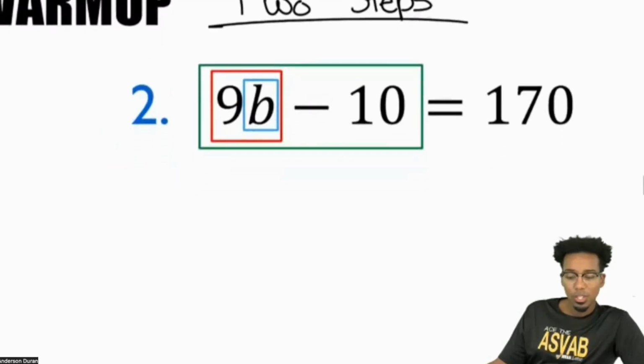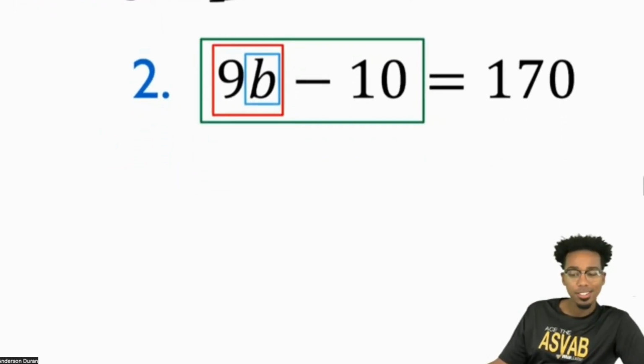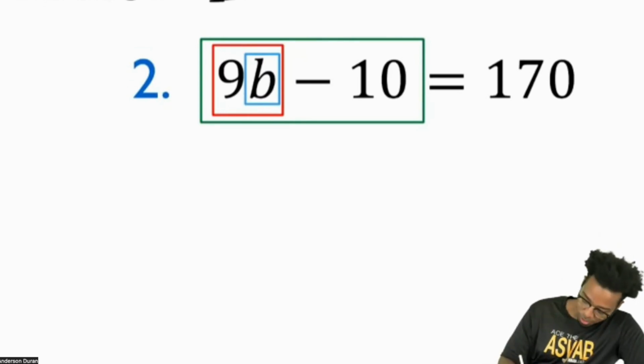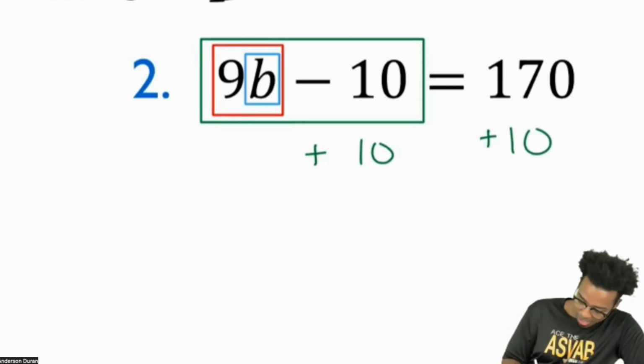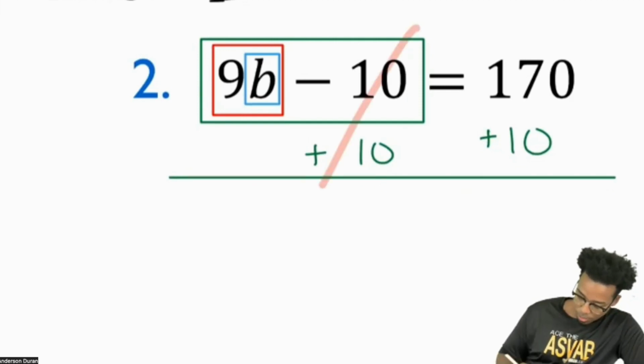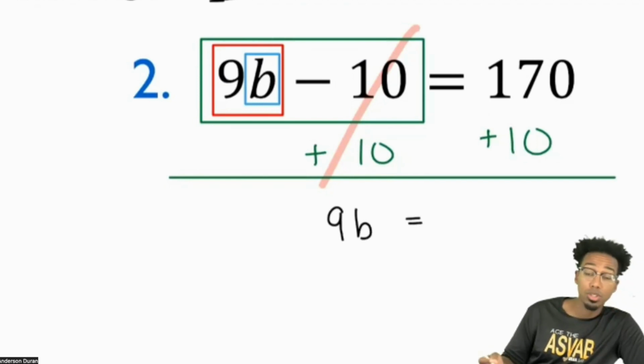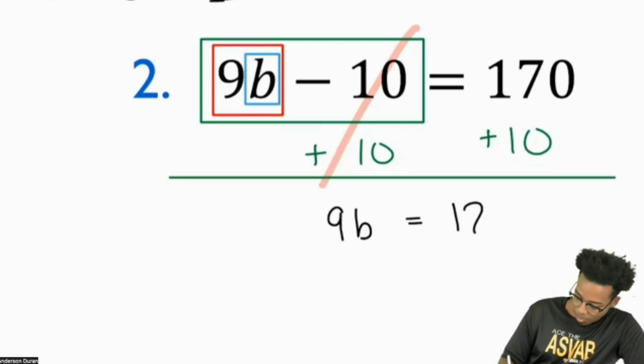Yeah, we should add a 10 on both sides. Absolutely, because look at the beauty that this turns into. So once we add 10 to both sides, look at what happens. This cancels out, and then we're left with 9b equals, well, 170 plus 10. That's going to be 180. But take a look, my math party people.